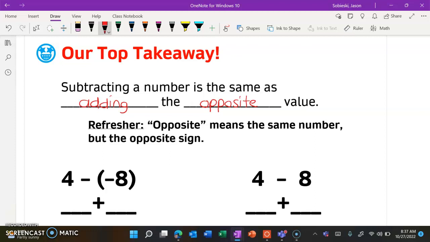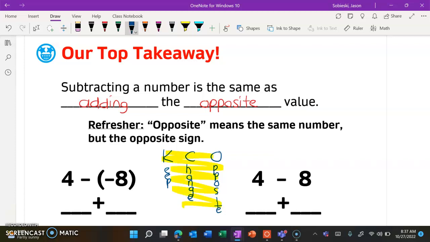Okay, so you might have heard these 3 letters last year, K, C, O: keep, change, opposite. So we're going to practice those in this video. There are 2 examples that we are going to switch from subtraction problems into addition using this idea of keep, change, opposite. So here we go.